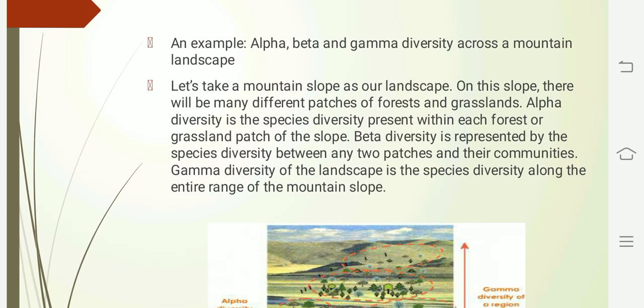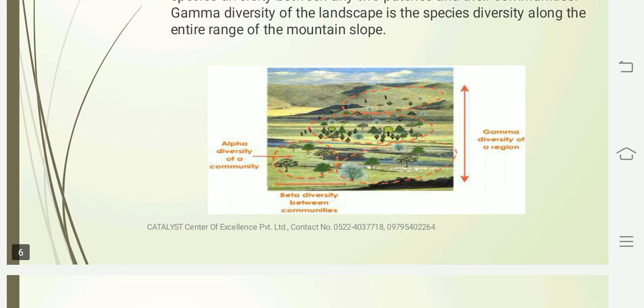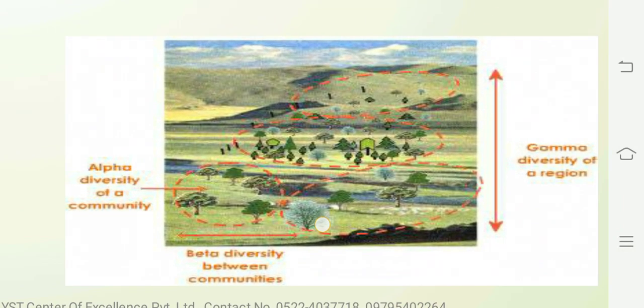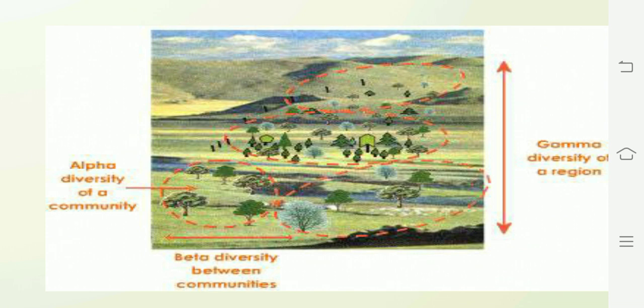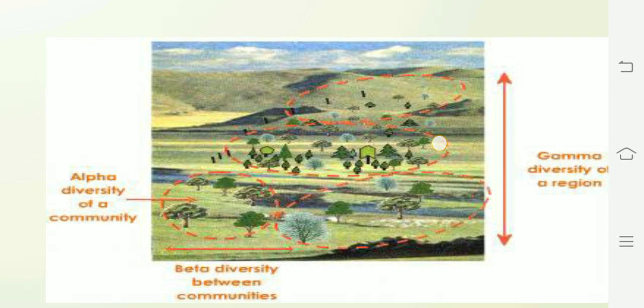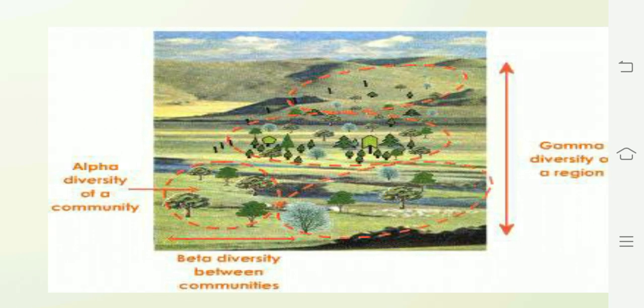An example: alpha, beta and gamma diversity across a mountain slope. Okay, so let me just have a look at this picture. We have taken into account the slope of this mountain. The slope of the mountain will have different trees at the ground, and different species at the higher levels.